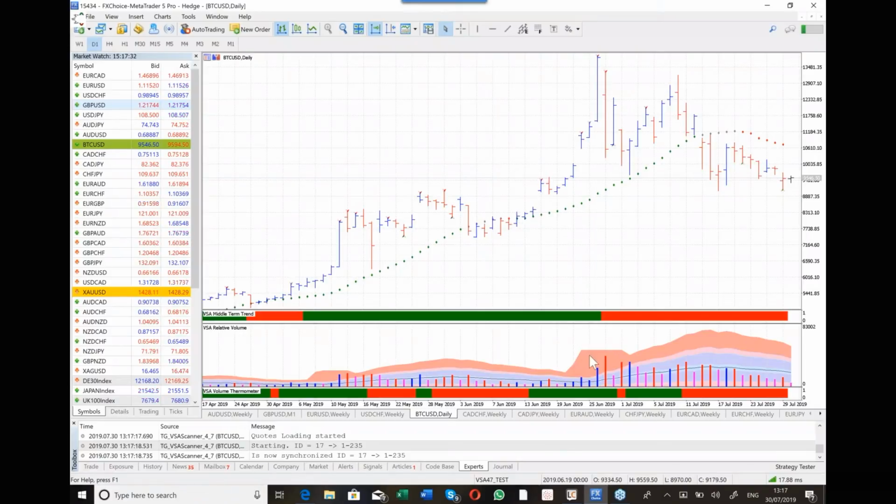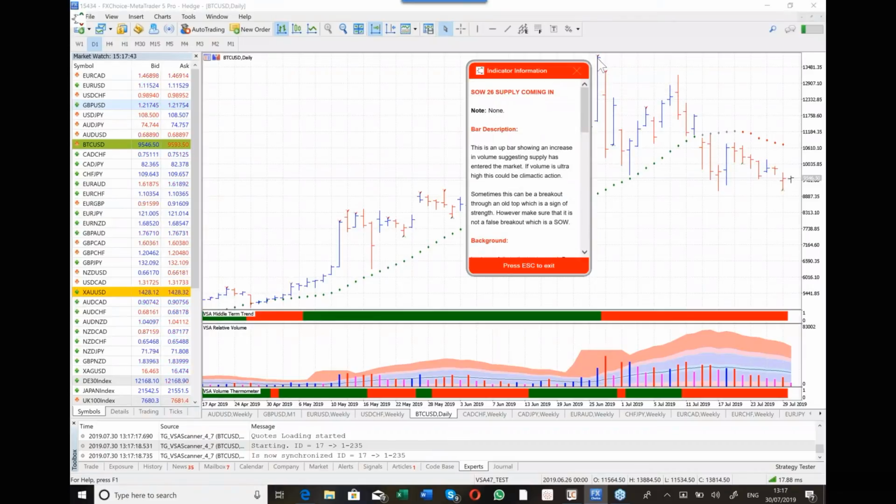Now, what we notice over here is the increase in volume as coin, this is Bitcoin, on the daily chart shot up, okay, on very, very high volume. Now, Tom always taught me, he said, Gavin, markets do not like, and this is his words, markets do not like ultra high volume on up bars. When he says it doesn't like it, I said, what do you mean markets don't like it? Because I didn't really understand it.